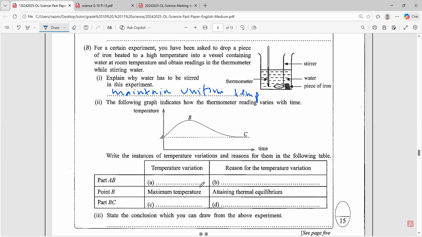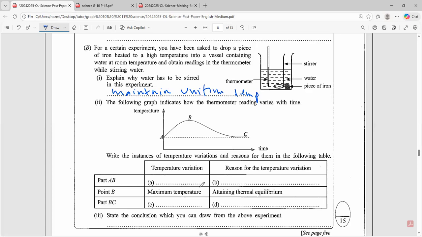The heated iron is releasing heat, no? From where is the heat coming? From the iron. When you put the piece of heated iron into the water, what will happen to the water's temperature? It will increase. So the reason is the release of heat by the iron. So point B is what? Maximum temperature, attaining thermal equilibrium. So at one point they will reach equilibrium. Both of them will have the same temperature.